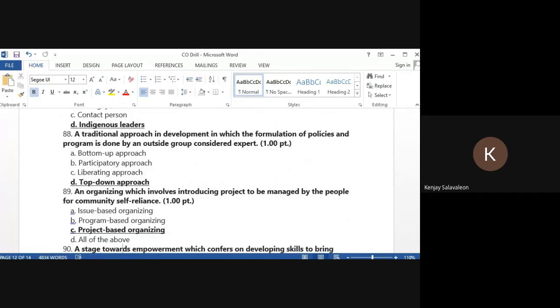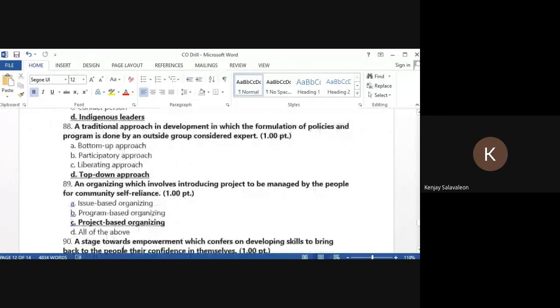88. A traditional approach in development in which the formulation of policies and program is done by an outside group considered expert. So ito yung top-down. And top-down yung ginagamit ng basic needs approach. But it was debunked during the 70s na na-introduce ng mga NGO workers yung participatory development.